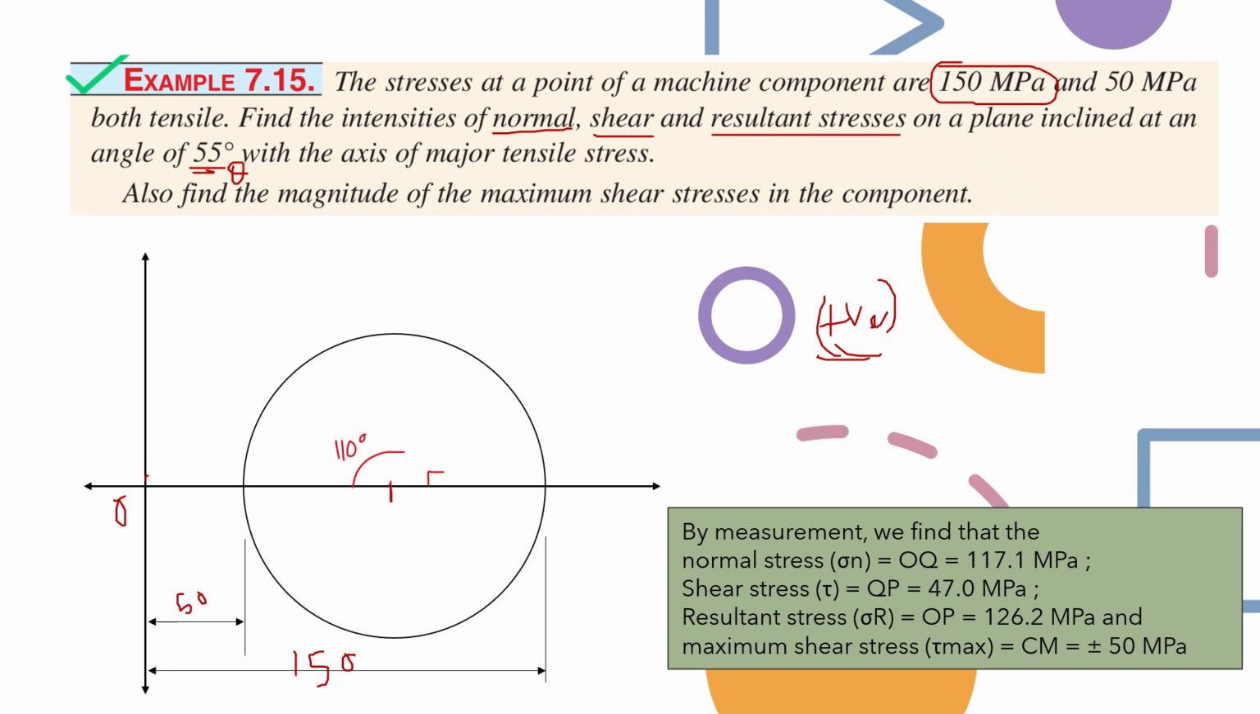We have the value of theta, which is 55 degrees. But in the Mohr circle, we will draw 110 degrees. The theta will be multiplied by 2, or twice theta, that will be put over here. So after we draw 110 degrees from the center point, this angle will always be clockwise.